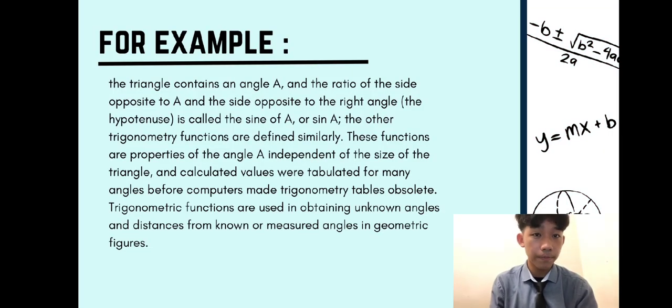For example, the triangle contains an angle A, and the ratio of the side opposite to A and the side opposite to the right angle, the hypotenuse, is called the sine of A or sin A. The other trigonometry functions are defined similarly. These functions are properties of the angle A independent of the size of the triangle, and calculated values were tabulated for many angles before computers made trigonometry tables obsolete.